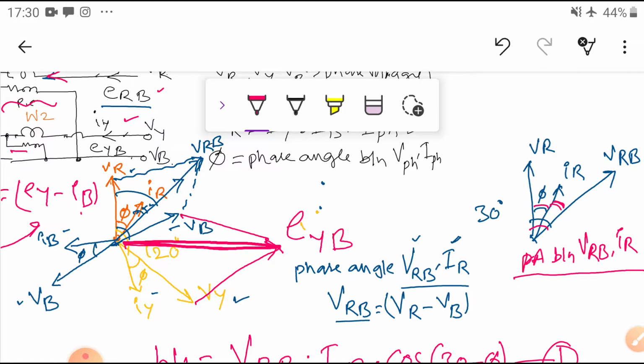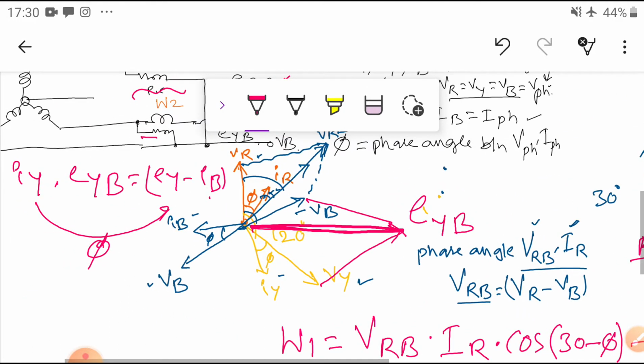Okay, next I want the current. This is EYB, got it, and IY. Where is the IY? So this is the IY. So I want the phase angle here. So what are we going to get? Now here, what happens? Up to this is equal, we are going to 30 degrees. This is known as the phi angle, we know.